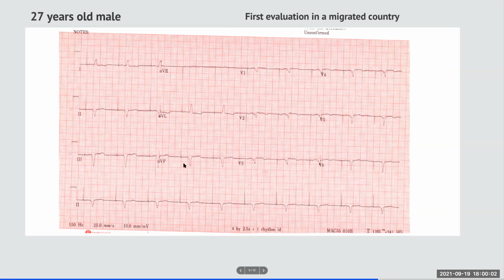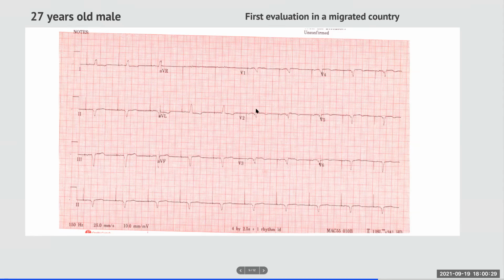What do you think about the axis here? Any axis deviation? So thumbs up, lead one is up, AVF is negative. Yes? So it means that there is some axis deviation. So if AVF or lead 2 is negative, this is left axis deviation.